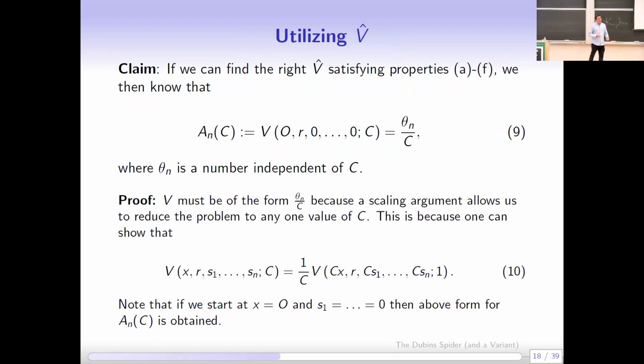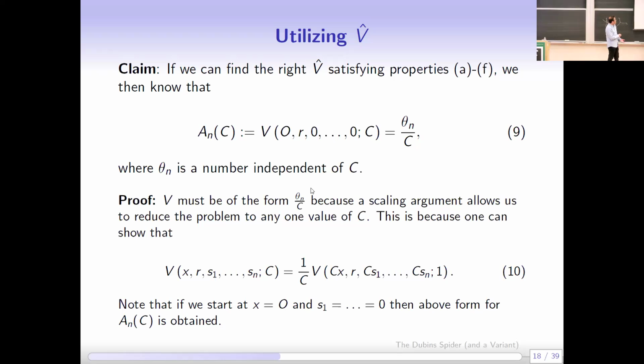Okay, so now that you've proven you have the right candidate, you'd like to use it to find the spider constants, ideally. An easy claim is that AN, given as such, so AN, X is the origin, you have R, you have 0 to be S1 to Sn, and C, that's equal to theta n over C. Theta n is completely independent of C. And the proof is trivial.